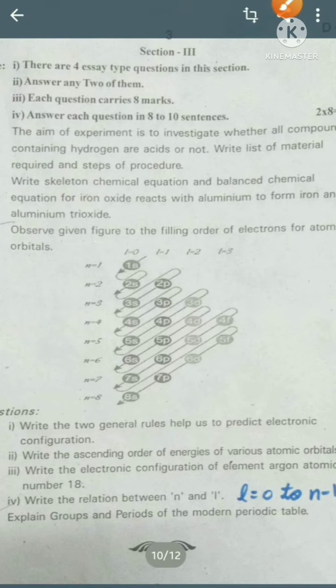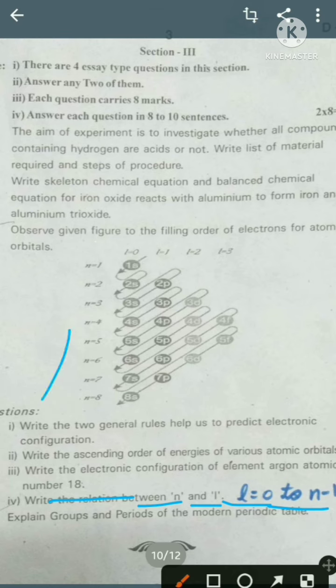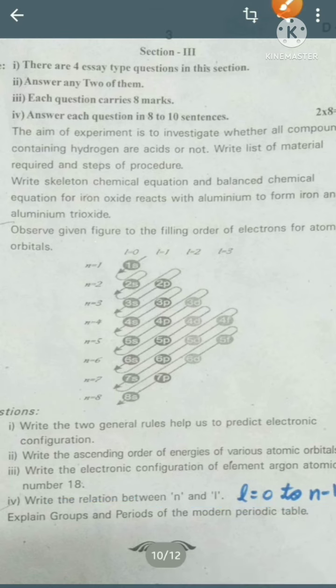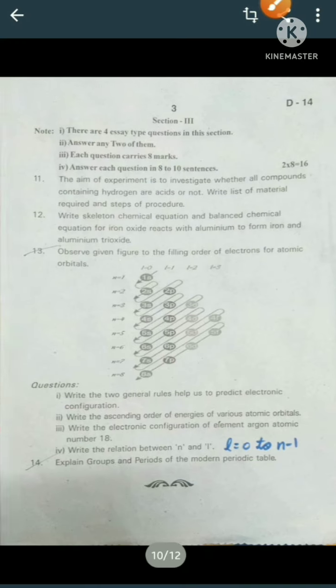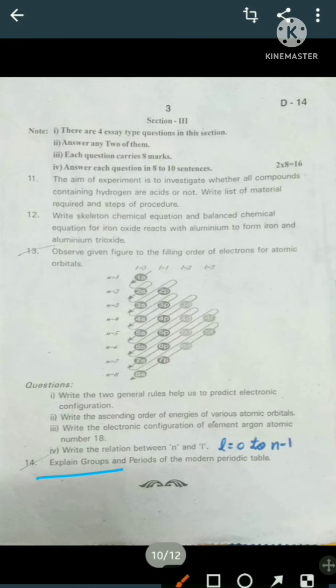Okay. So the fourth bit is write the relation between n and l. The formula for the relation between n and l is l equals 0 to n minus 1. The last question is explain groups and periods in the modern periodic table. This question also came in the practice paper, so the same answer you can write for it.